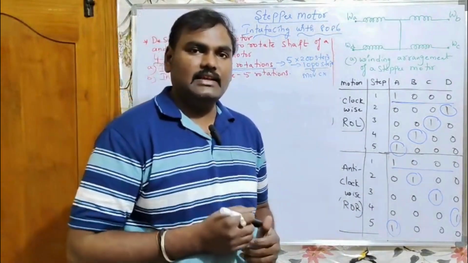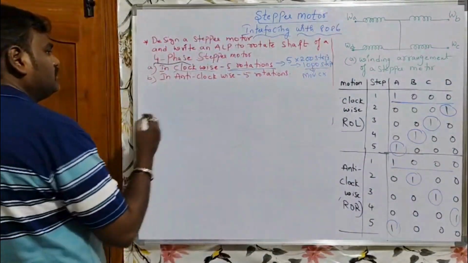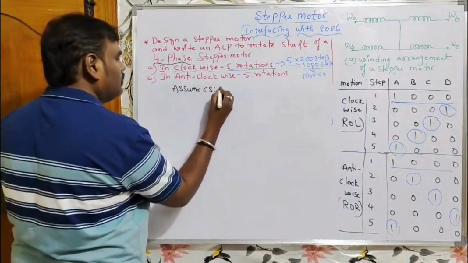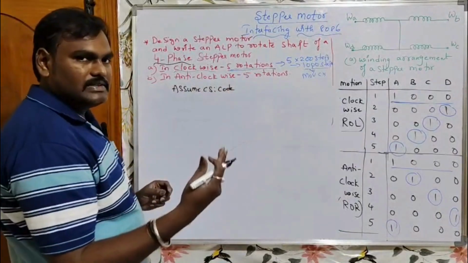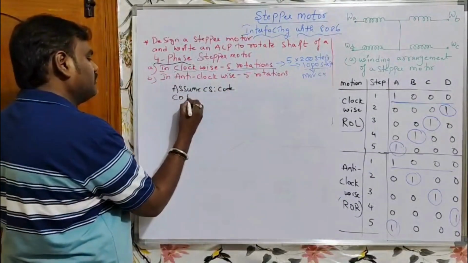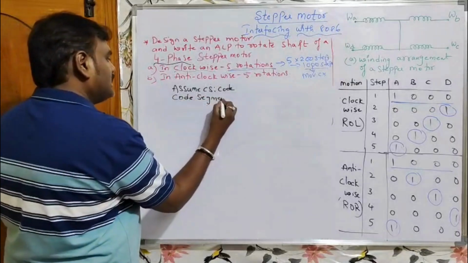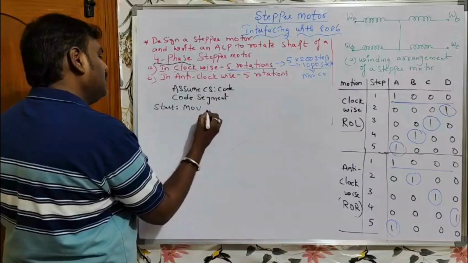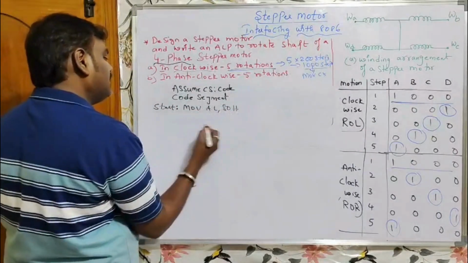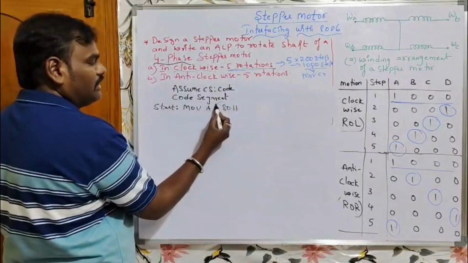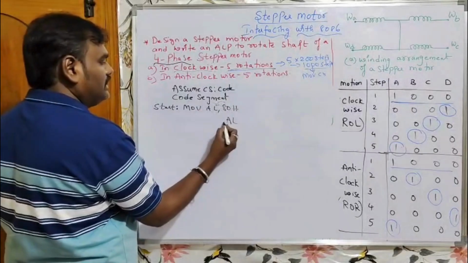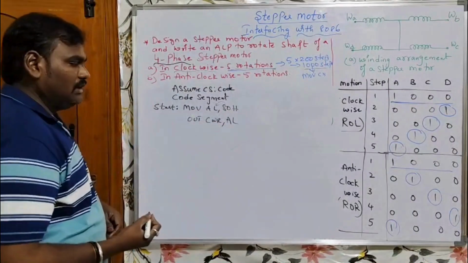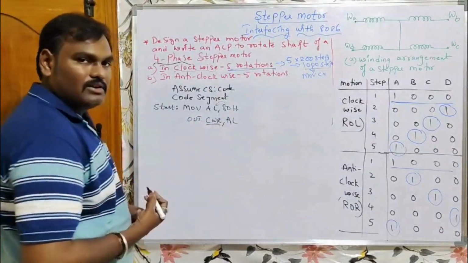Now we will start writing the assembly language program with the first instruction, ASSUME CS:CODE. That is, we are telling the 8086 to assume CS as the code segment. Next we start the program from here. START: MOV AL, 80H, and whatever data we are moving, the 80H into AL, we need to move this AL into the CWR. OUT CWR, AL, where CWR means control word register.